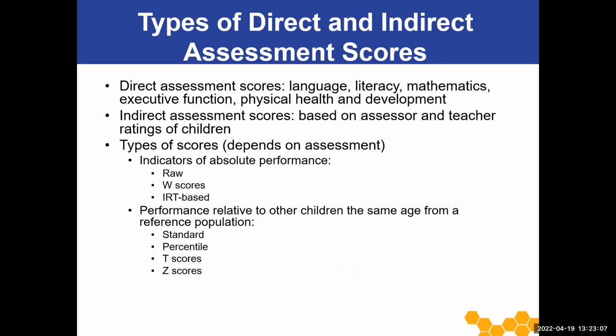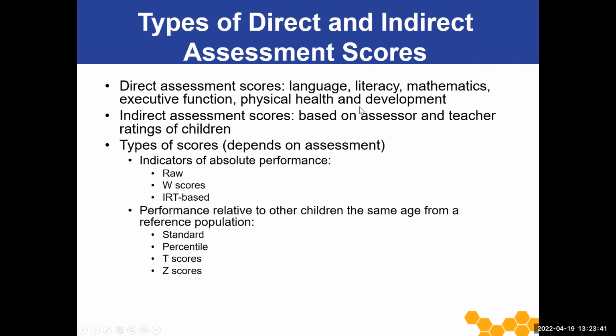Now, the 5th group that I had mentioned includes scores based on the direct and indirect assessments. Direct assessment scores include children's cognitive skills in 3 areas: language, literacy, and mathematics, as well as executive function and physical health and development. Indirect assessment scores are based on assessor and teacher ratings of children's social emotional behaviors and on teacher ratings of approaches to learning and accomplishments.